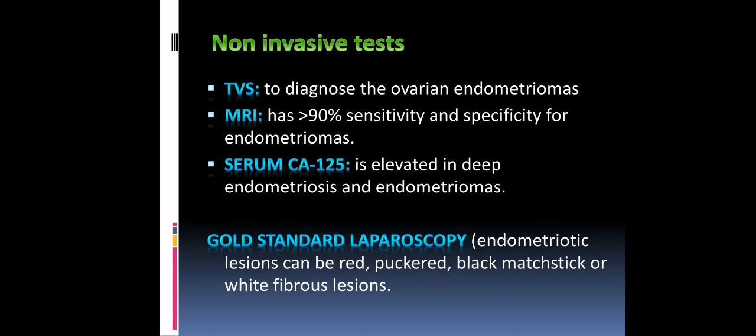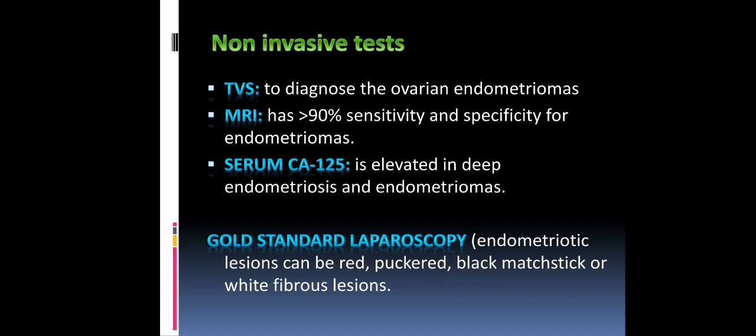Non-invasive tests include transvaginal ultrasound to diagnose ovarian endometriomas. MRI has more than 90% sensitivity and specificity for endometriomas. Even an endometriotic spot of more than 5 mm can be picked up by the MRI. Serum CA125 is elevated in deep endometriosis and endometriomas, but it is not a very specific test. The gold standard for diagnosis of endometriosis is laparoscopy.